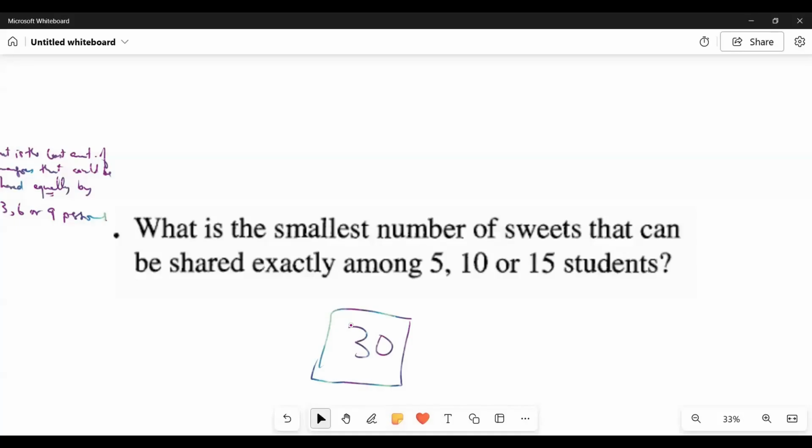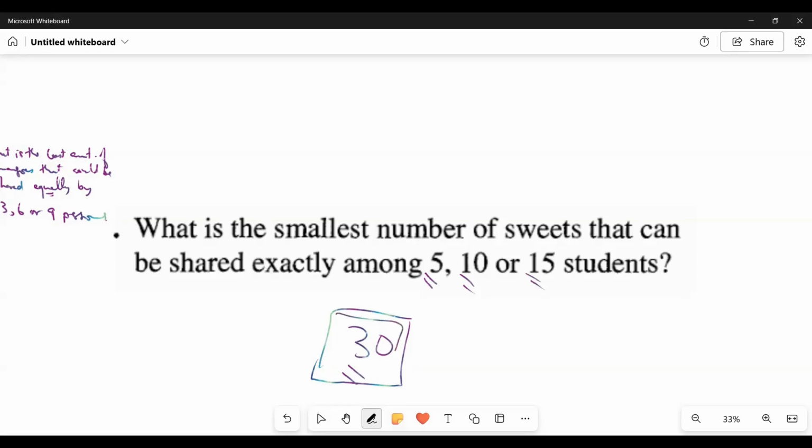Right? And when I saw 30, I looked at the numbers 5, 10, and 15. And I wondered, well, what's the connection with 5, 10, and 15? And 30 happens to be the LCM of 5, 10, and 15, right? What they're telling you here is that if you have 5 students, they will all get 6 sweets each, right? If you have 10 students, they'll all have how much? 3 sweets each. And if you have 15 students, they will all have 2 sweets each.